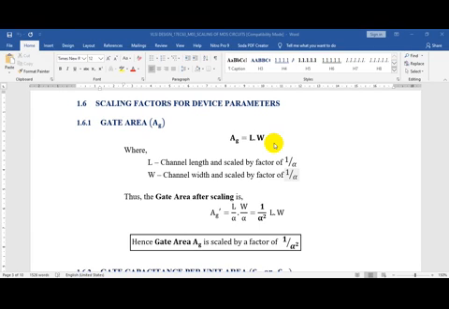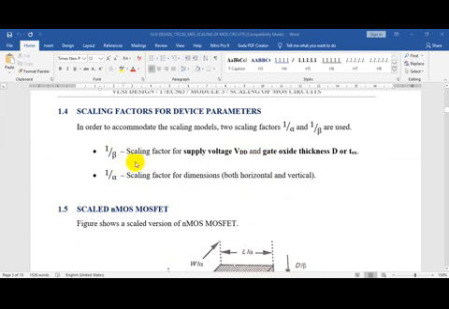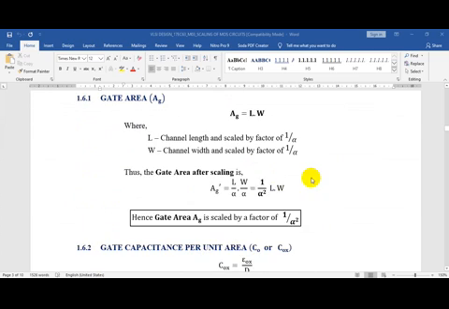In this video lecture, we shall see how to derive the scaling factors for different device parameters. The first device parameter is the gate area, which is a product of length and width of a channel. As we have seen earlier, there are two scaling factors. One is beta, which is used as a scaling factor for supply voltage VDD and gate oxide thickness. And for all other dimensions, alpha is the scaling factor. So that thing you should remember.